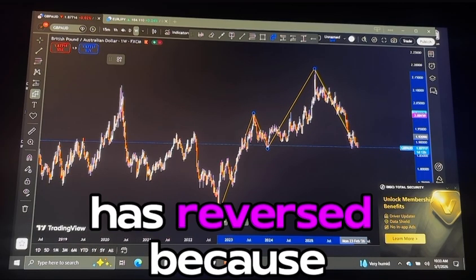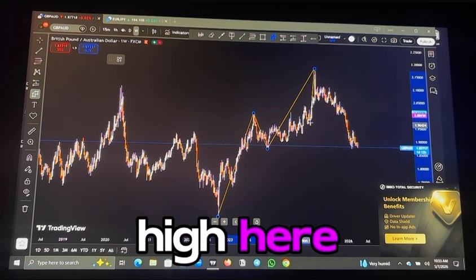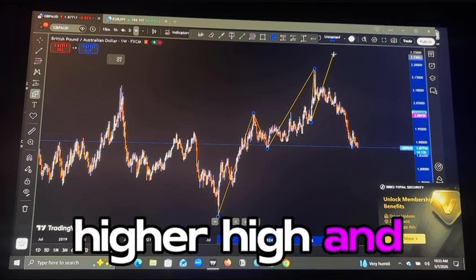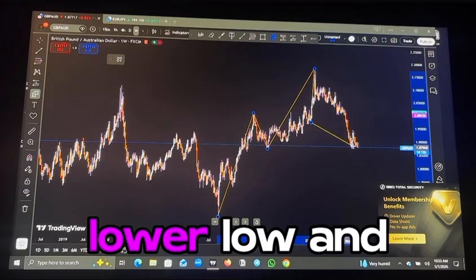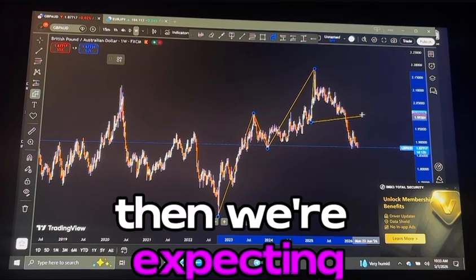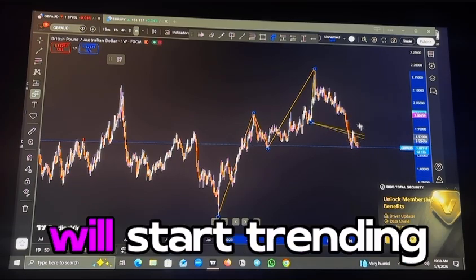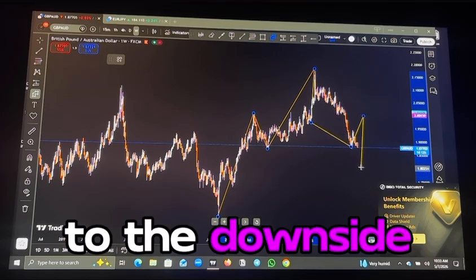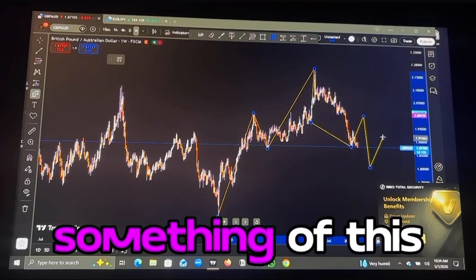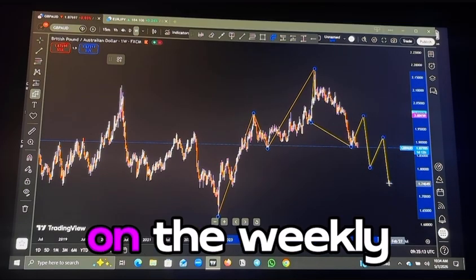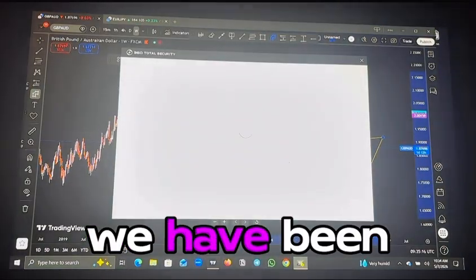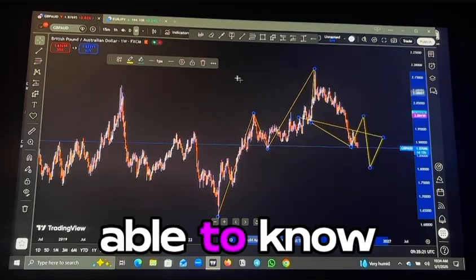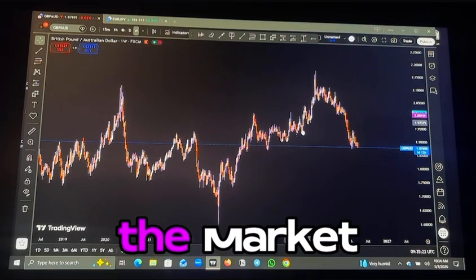So the market has reversed because there was a high here of which the market failed to give us another higher high, and then broke it, gave us a lower low. They were expecting another lower high. Then the market starts trending to the downside. Something of this nature, right? So now on the weekly time frame, we have been able to know the structure of the market.